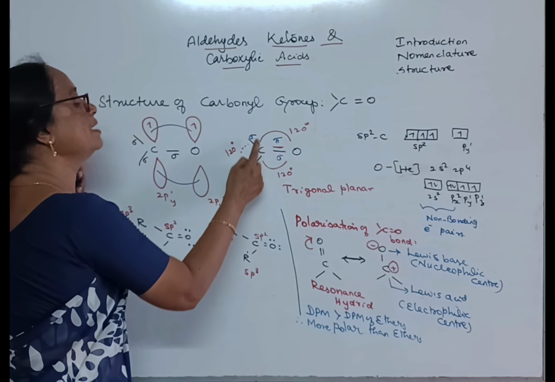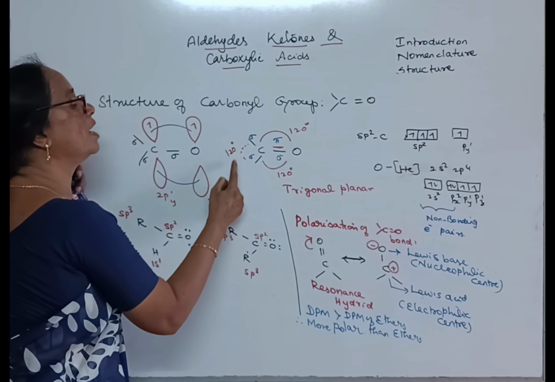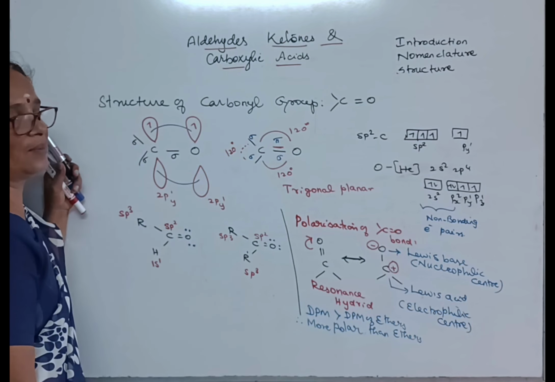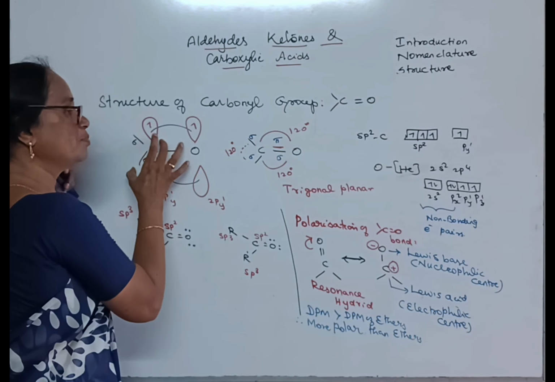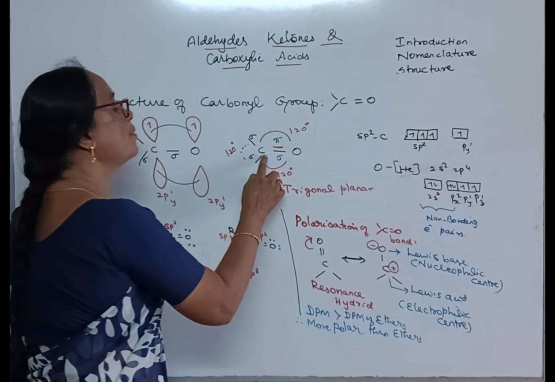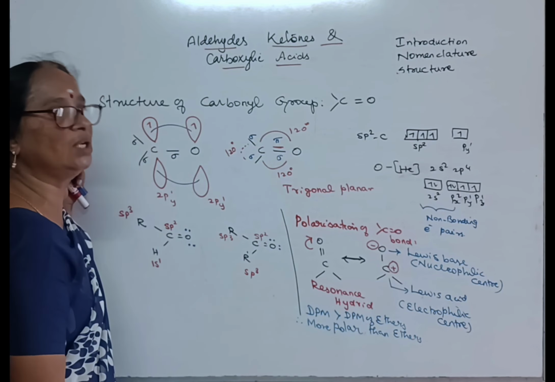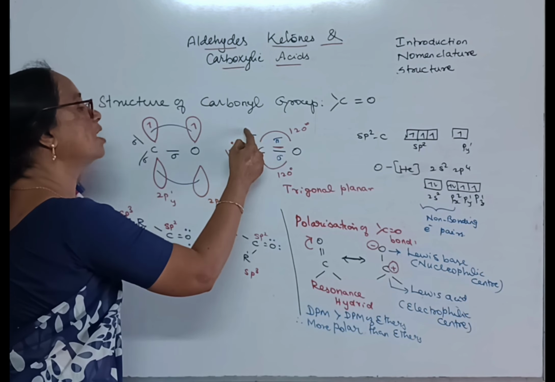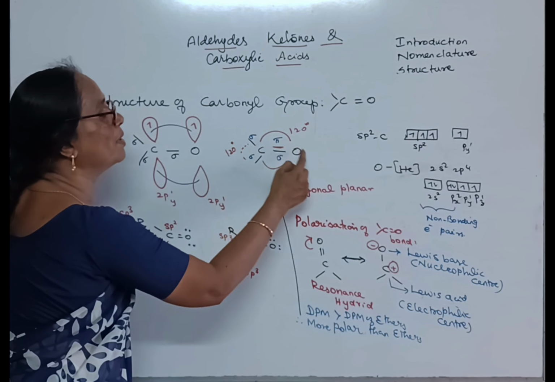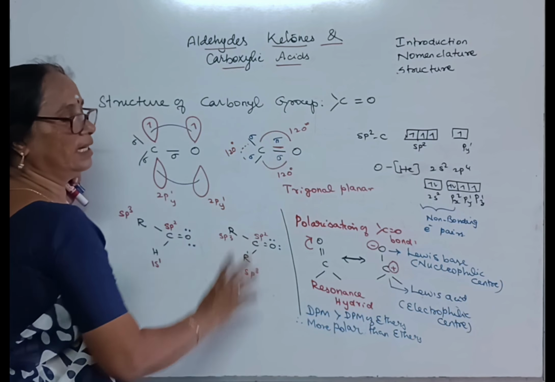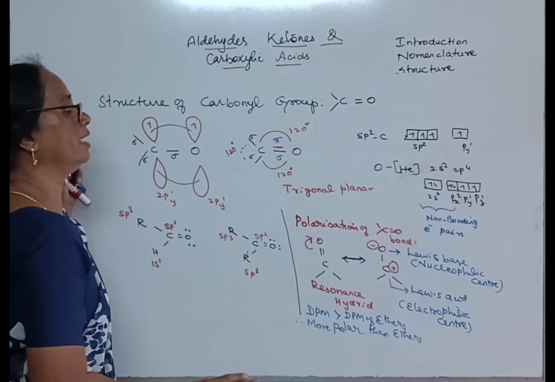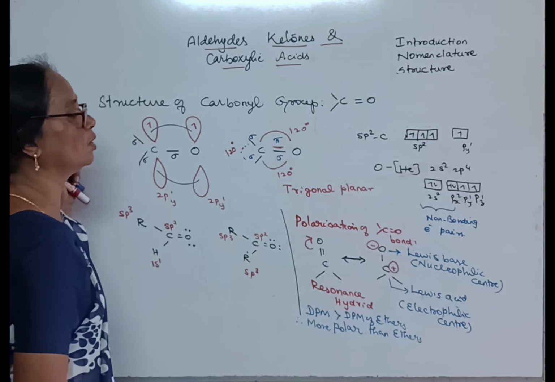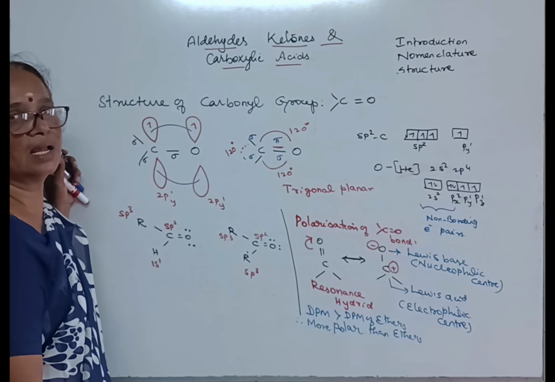And carbon has two more sigma bonds with its substituents. Here, being sp2 hybridized, carbon has a bond angle of 120 degrees. So whether it is carbon-alkyl, carbon-hydrogen, or carbon-oxygen, everything has 120 degrees. So the geometry of the molecule is trigonal planar.